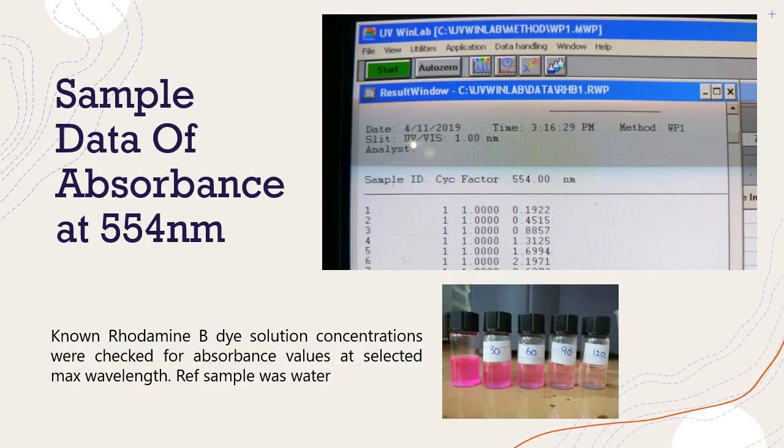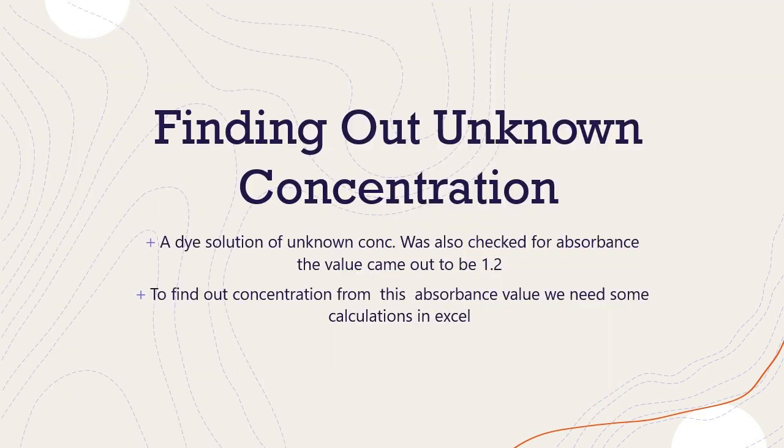Known concentrations of rhodamine B dye solution were checked for absorbance values at the selected maximum wavelength, and the data is recorded. Rhodamine B dye solution of unknown concentration was also subjected to spectrophotometric analysis for absorbance value measurement. To find out the concentration from this absorbance value, some calculations in Excel are needed.